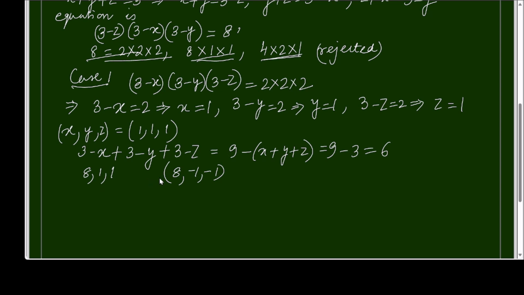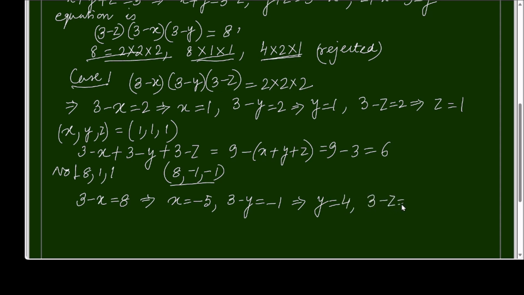So instead of this, we'll take this one. Now comparing, I can write 3 minus x equals 8. This gives us x is equal to negative 5. The same way, 3 minus y equals negative 1 gives us y is equal to 4. Now 3 minus z equals negative 1 gives us z is equal to 4.